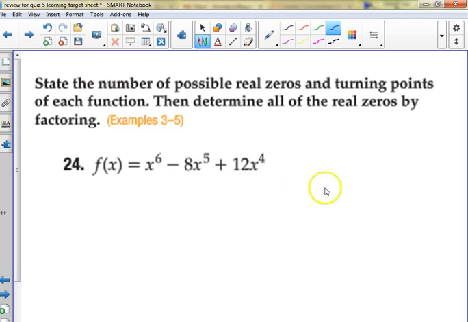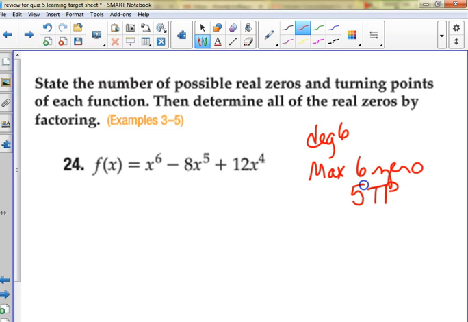All right, state the number of possible real zeros and turning points. What do you think? Degree 6, so a max of 6 zeros are possible, and 5 turning points. Everybody remembers that rule? Okay. Now it says determine the real zeros. What could we do? How?